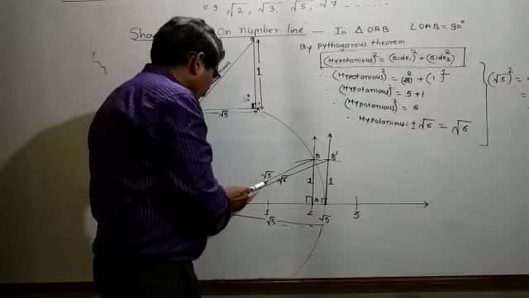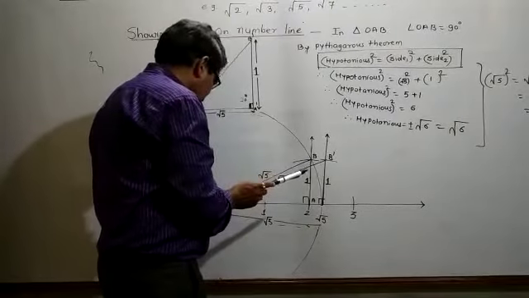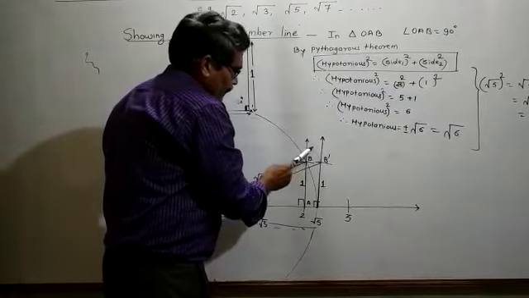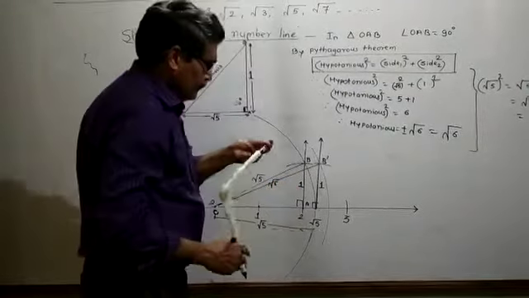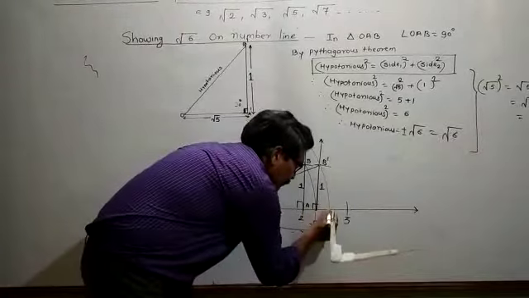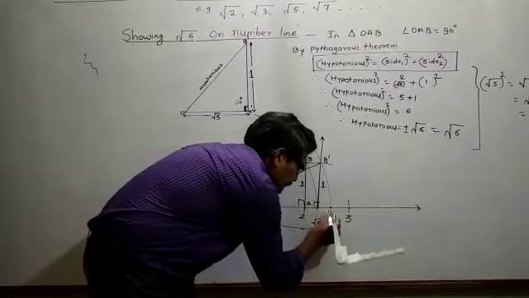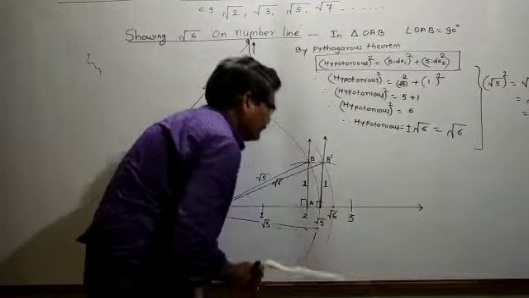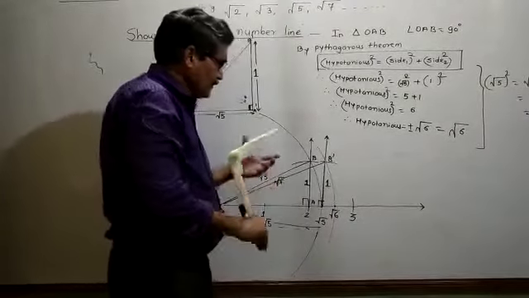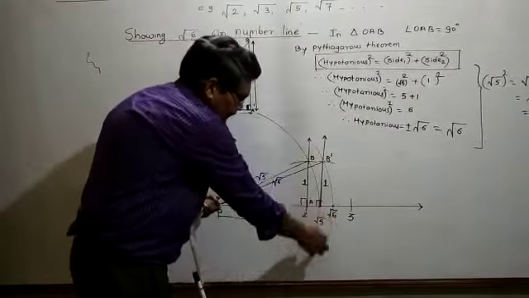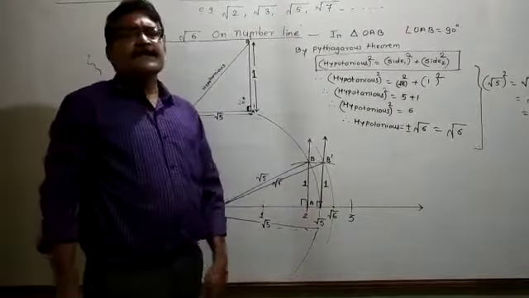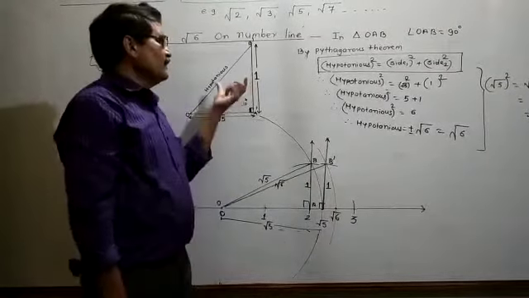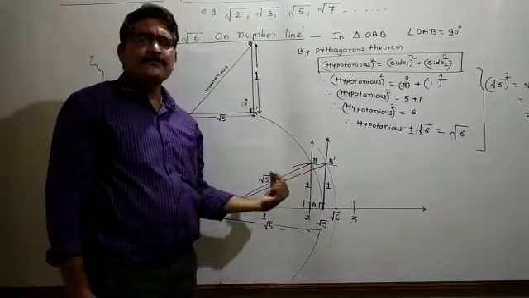So from O, you have to take the distance of B, and you have to draw the arc like this. Whatever point this arc intersects on the line, that will be square root of 6, because this distance is square root of 6. In this way, you have to show the square root of 6 on the number line. So you have to draw these figures properly in the classwork notebook.